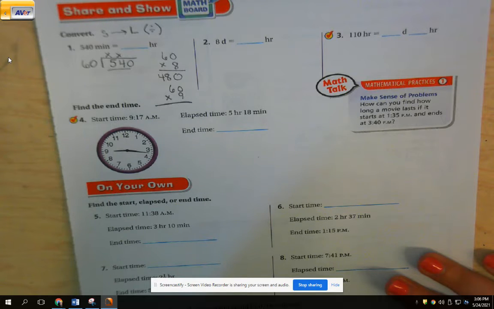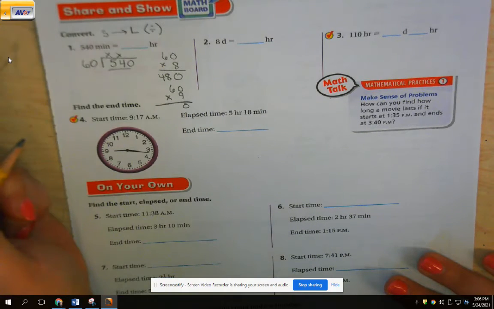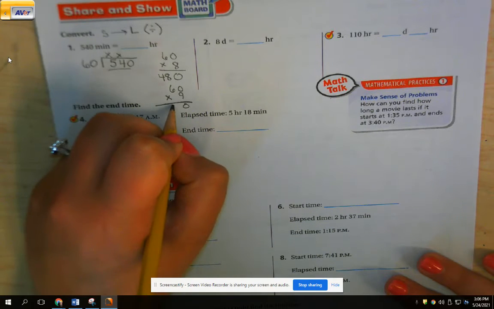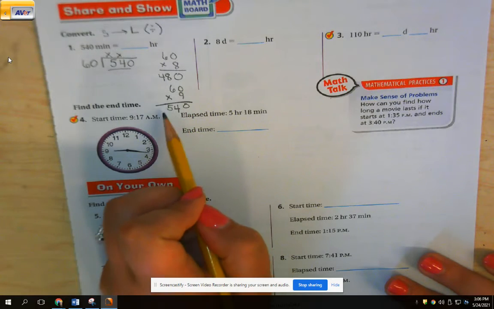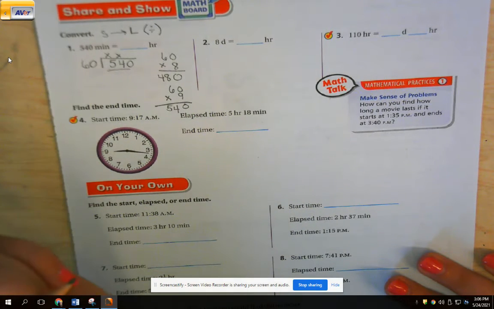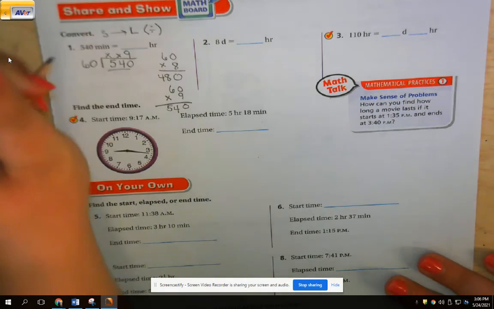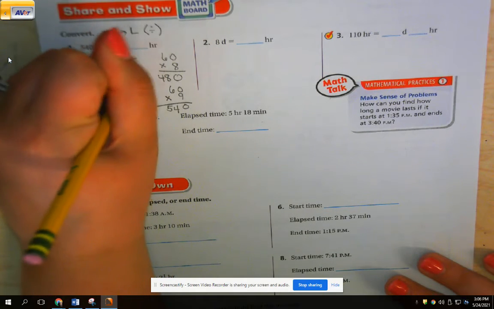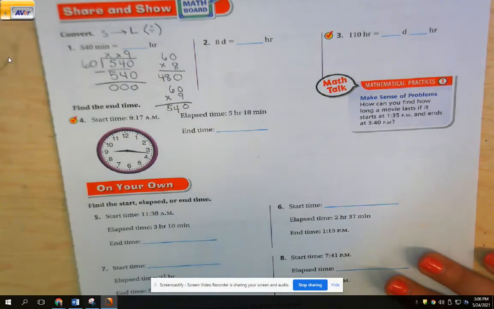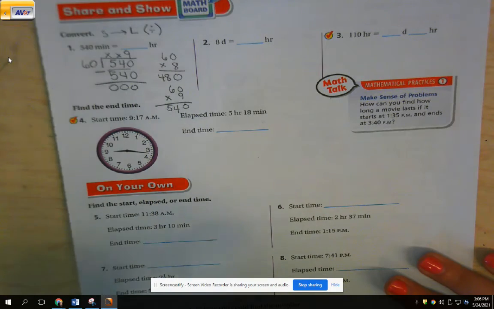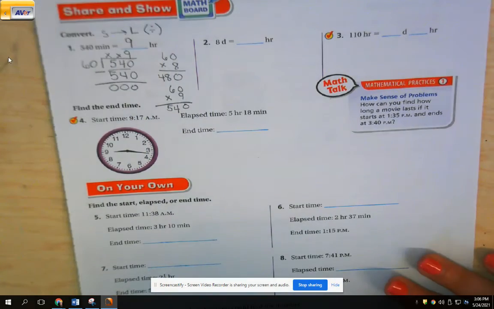Again, if I'm going too fast, please pause the video. 0 times 9 is 0. 9 times 6 is 54. Look at that! 60 times 9 is 540 exactly. So 60 goes into 540 9 times with no remainder. So 540 minutes equals 9 hours.